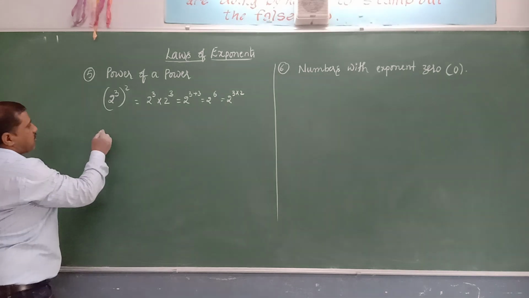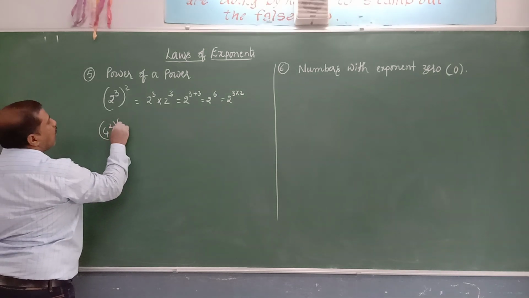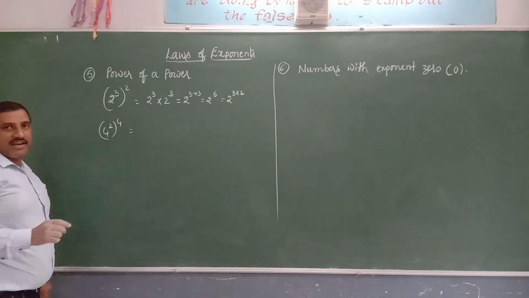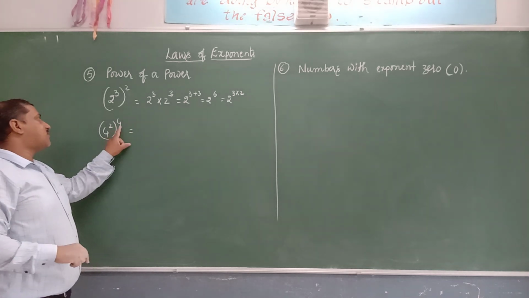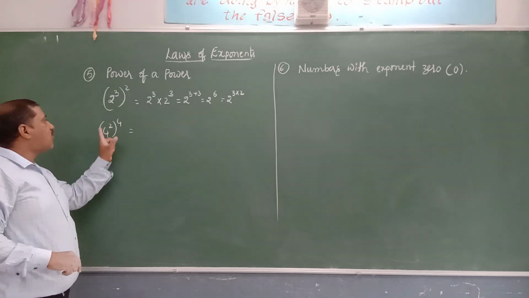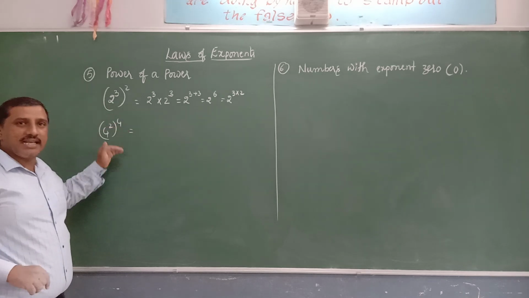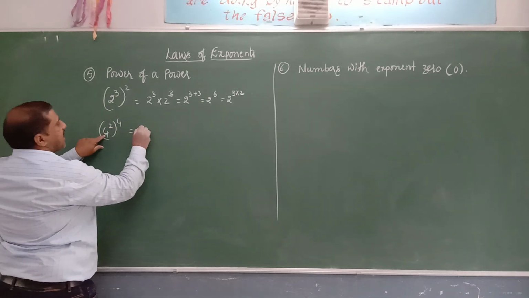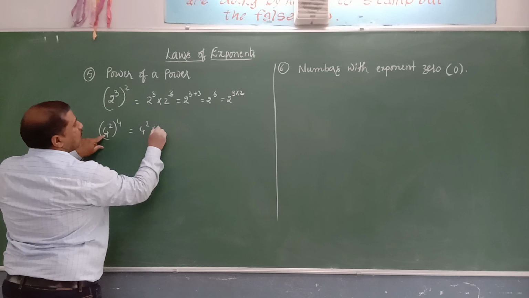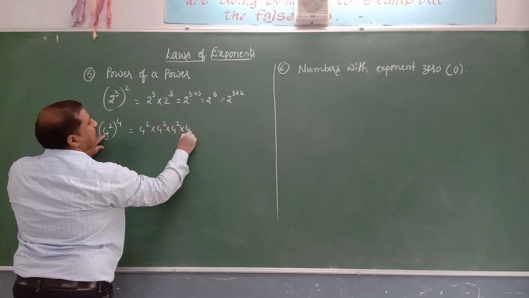We will discuss one more sum. 4 square whole to the power of 4. This power 4 is there for this whole, that is 4 square. 4 square whole to the power of 4 means 4 square we should multiply by itself 4 times. That is 4 square into 4 square into 4 square into 4 square.